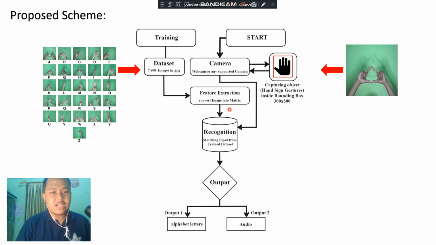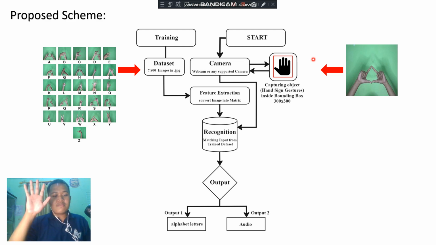Here is the training dataset and here is the real time. The first thing that we do is start the program. When the program starts, it connects the camera with the system. It could be a webcam or any supported camera. You can hook up a camera like a webcam, DSLR, or any other that supports the system. The process is like you align your hand in front of the camera, so there's a pointing box around your palm. If I'm doing it like this, it means A.